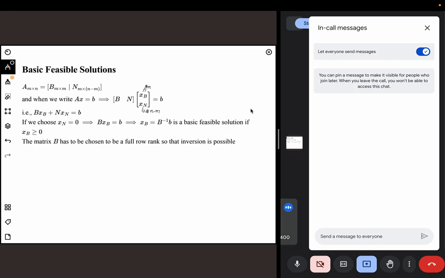Then we'll get some values of x. That value of x is b inverse b. And we are calling this particular thing a basic feasible solution only if xp is greater than or equal to 0. What do we mean by xp greater than or equal to 0? When we formulated the problem, we formulated it saying that x should be non-negative. Only then will it fall inside the feasible region. So this is an extra thing that has to be satisfied.